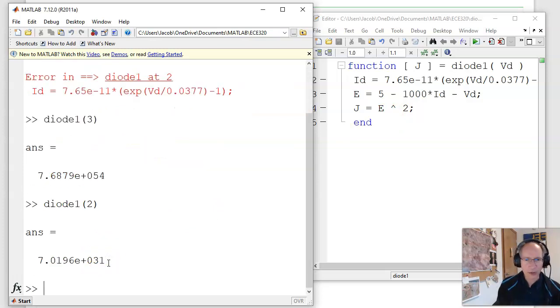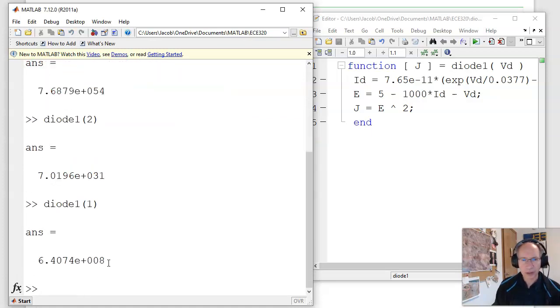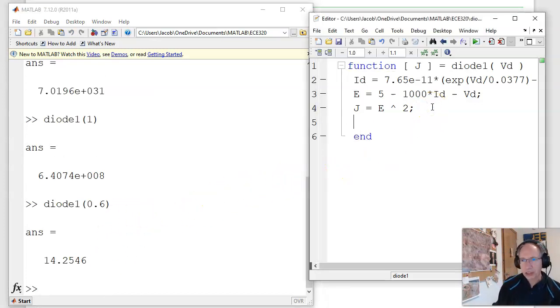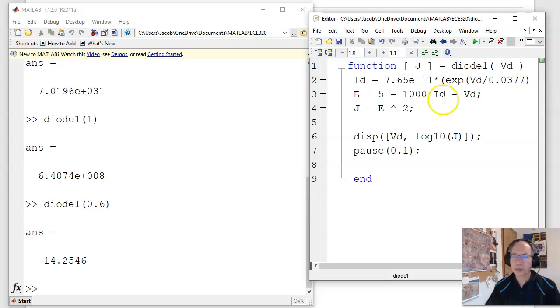Is it 2 volts? Better. Is it 1 volt? Somewhat better. Is it 0.6 volts? Much, much better guess. fminsearch will guess for you. And just for fun, I'm going to have it display what's happening as I guess.